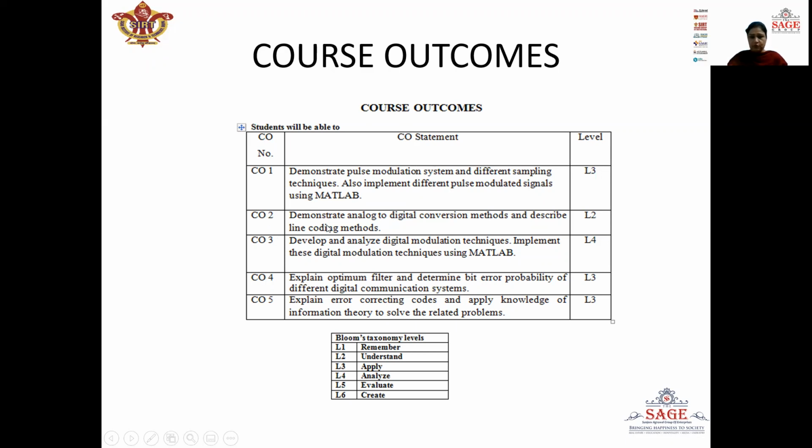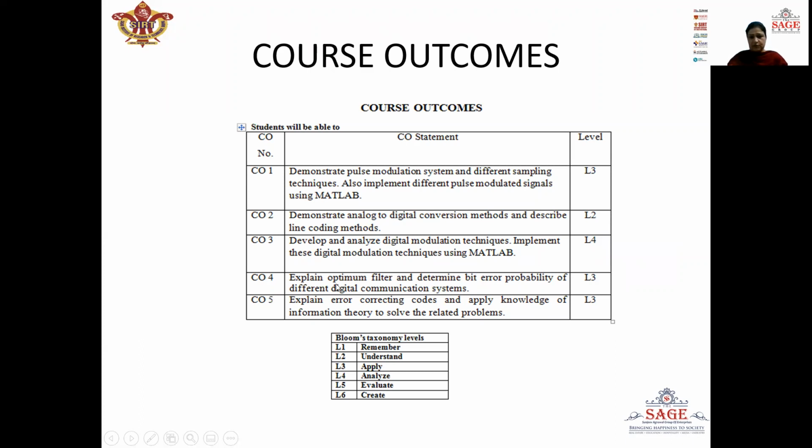Course outcome 2 is to demonstrate analog to digital conversion methods and describe line coding methods, which will cover level 2. Course outcome 3 is to develop and analyze digital modulation techniques and implement these digital modulation techniques using MATLAB. This will consist of Bloom taxonomy level 4.